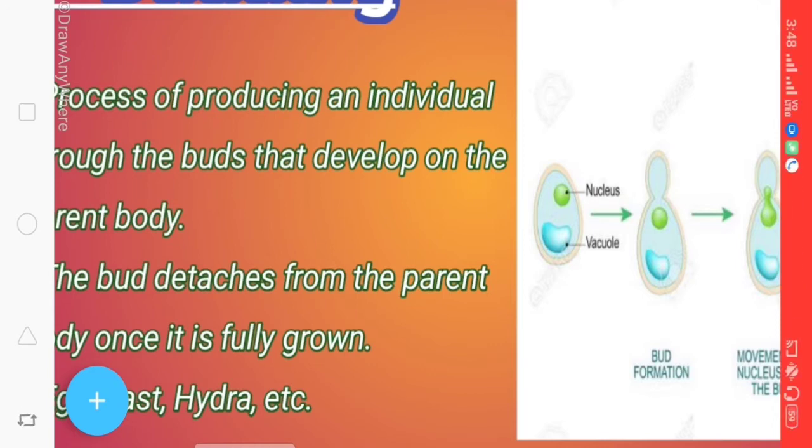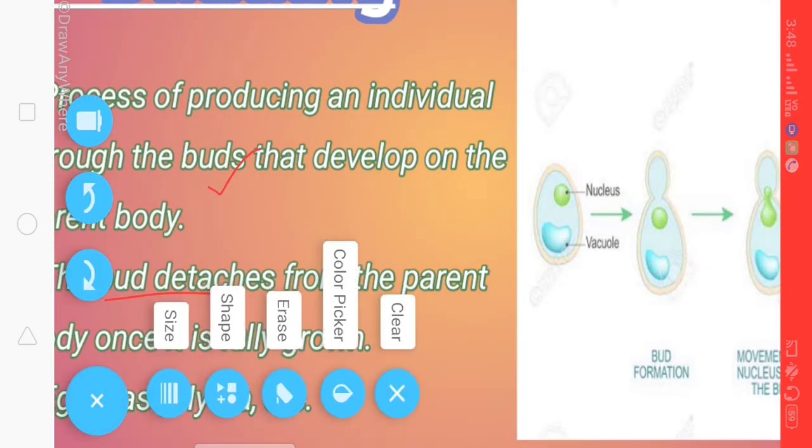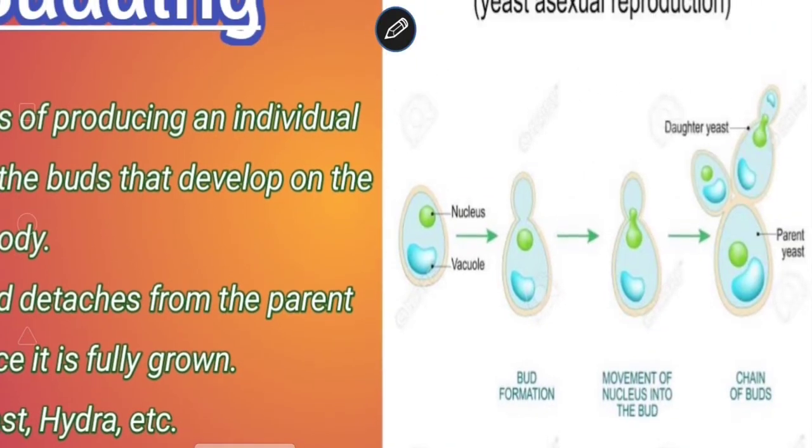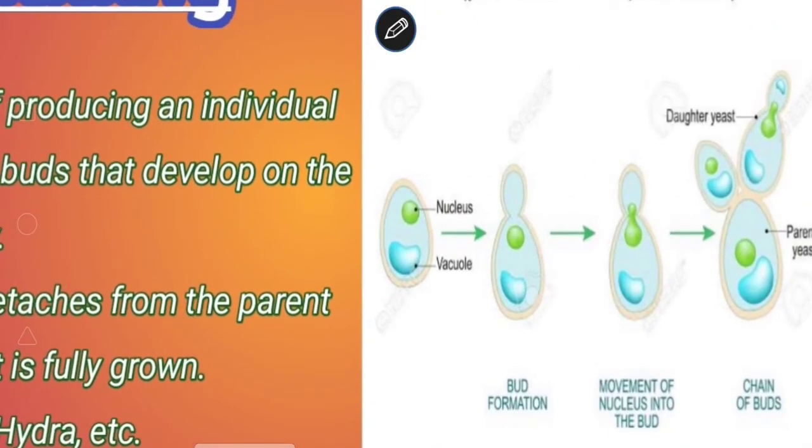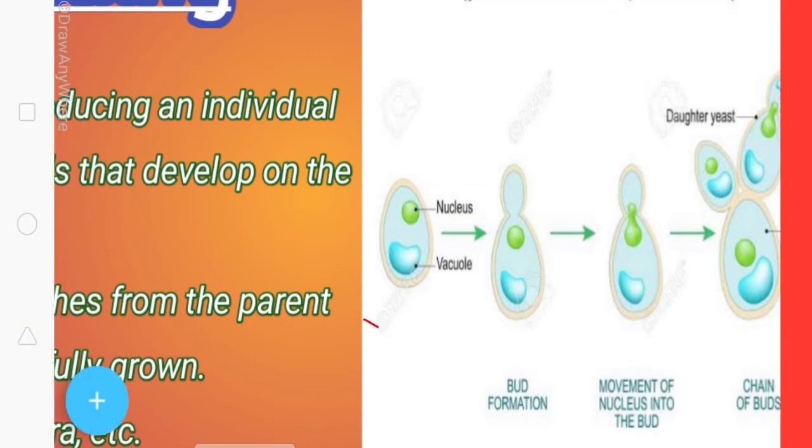These are the two organisms, and there will be formation of buds. Also, when the bud gets mature, it will get detached, meaning it will get separated from the parent body. Let's see where the bud is formed in this image. This is a yeast cell. In the yeast cell we can see the nucleus and also the vacuole.